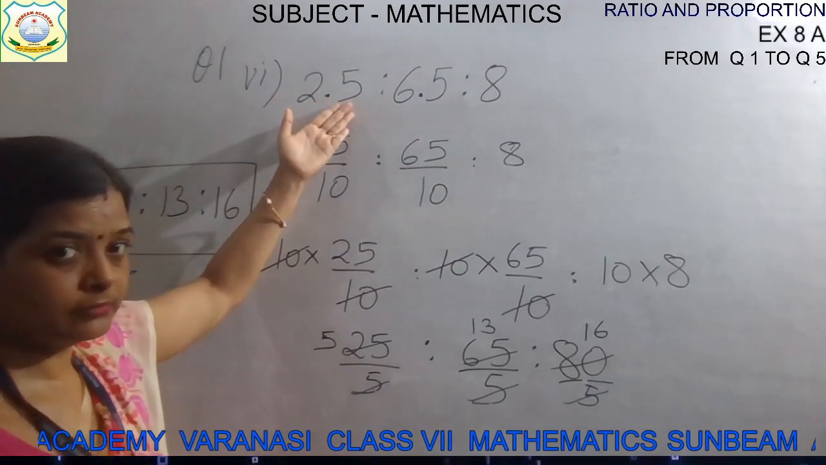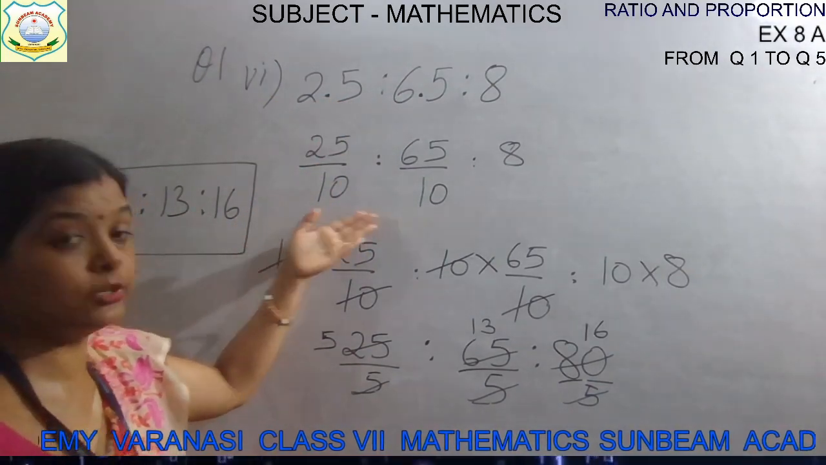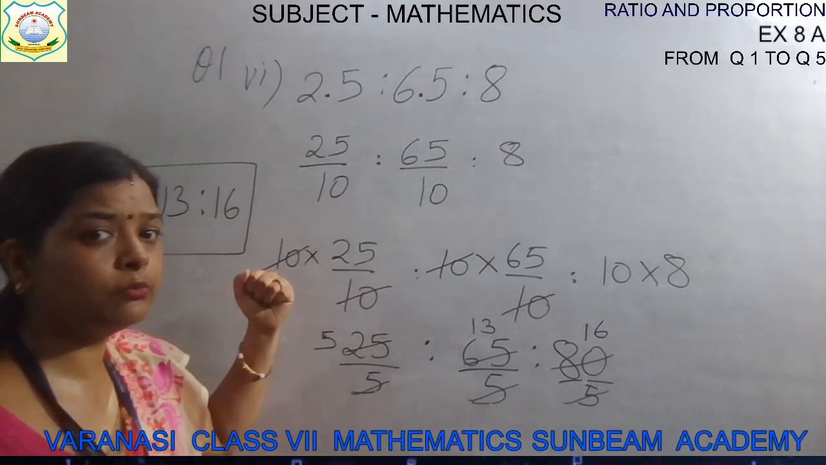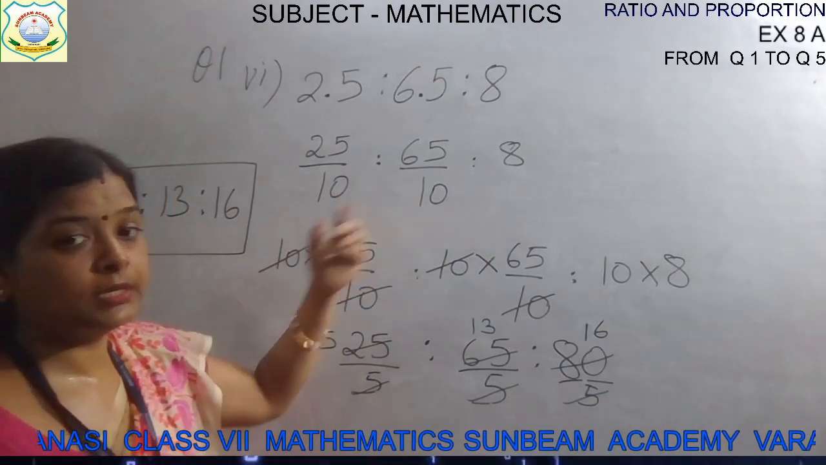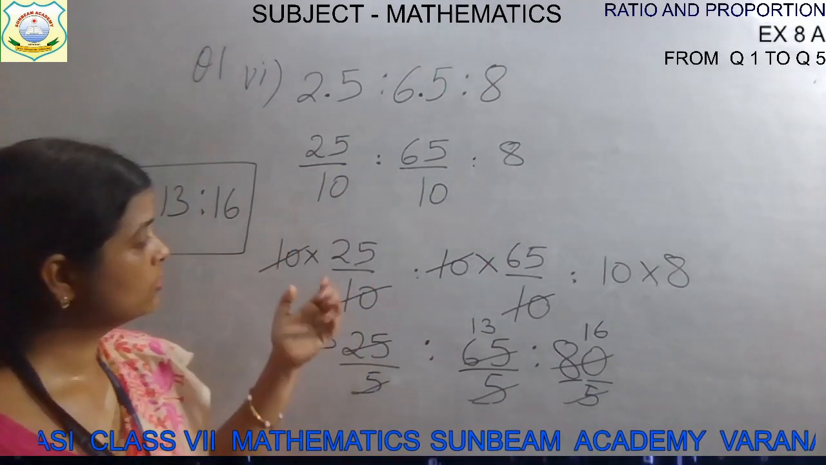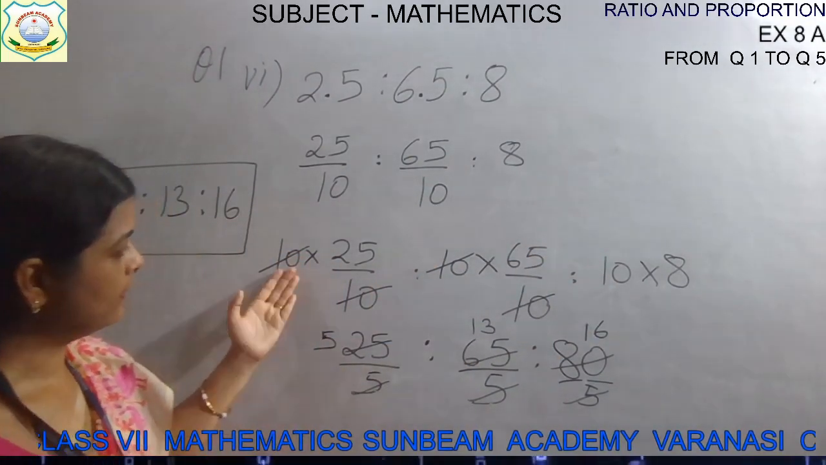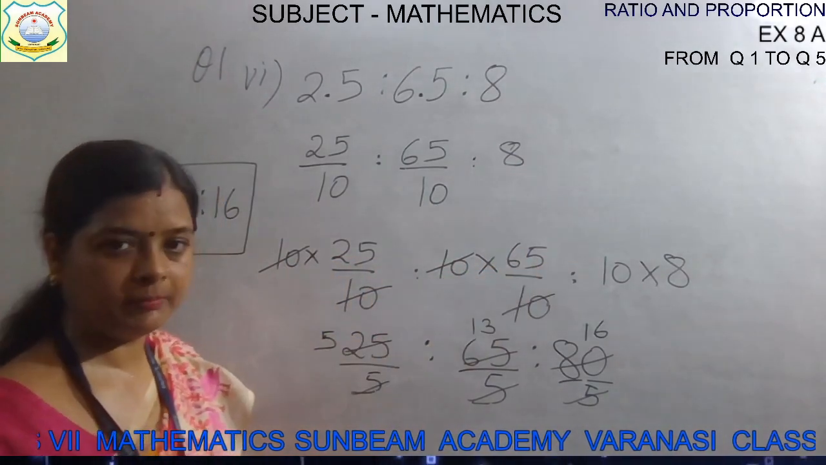Now after the decimal part you get this fractional part, but the denominators are there. Now to erase these denominators, what will we do? We will multiply all the numbers with their LCM, but the denominator is only one, that is 10. So we will multiply 10 with all the numbers. And then what is left? 25, 65 and 80 will be left.